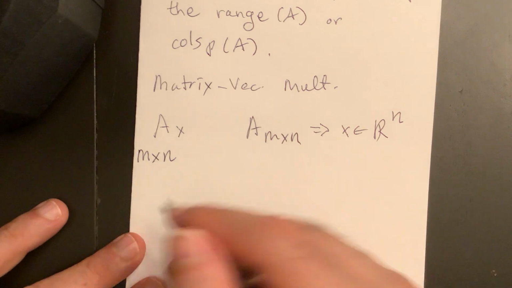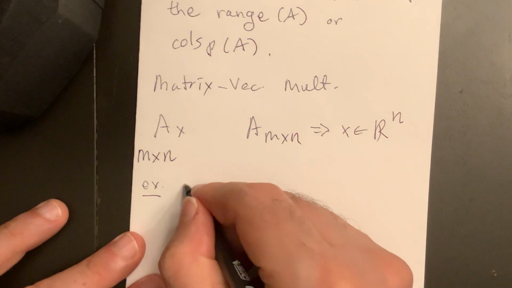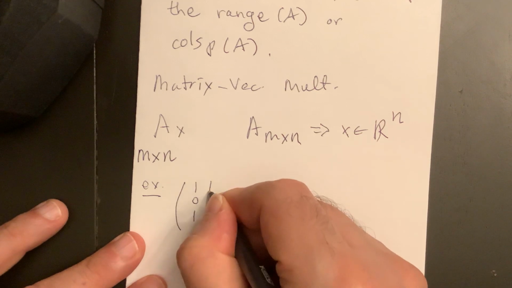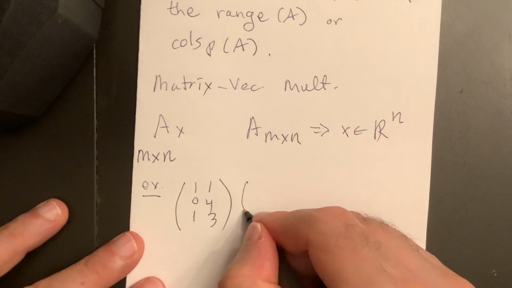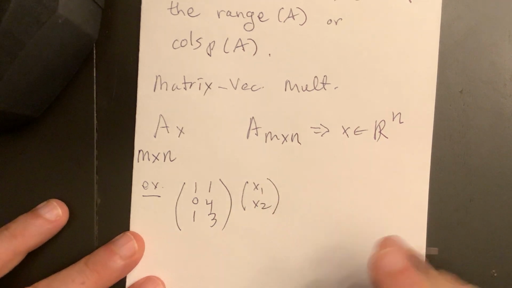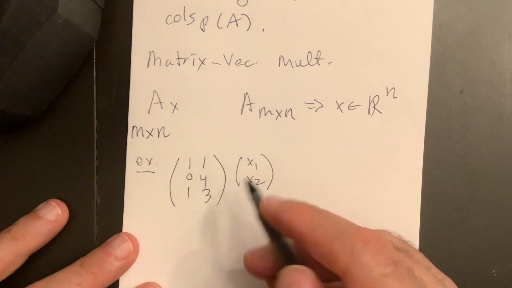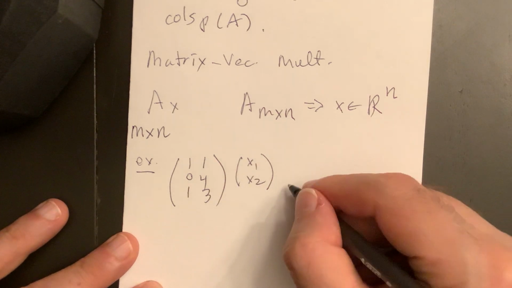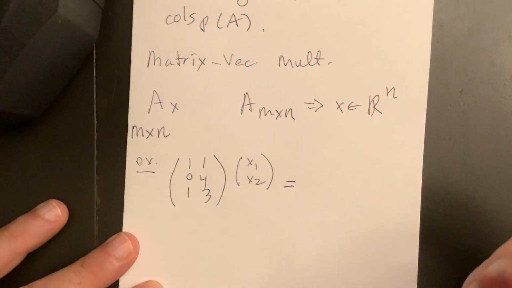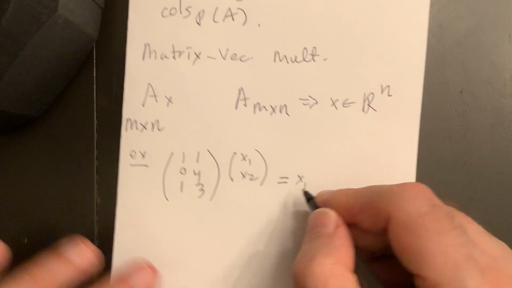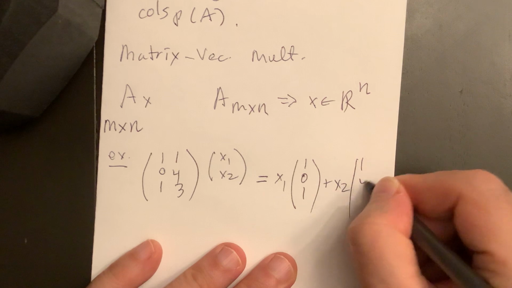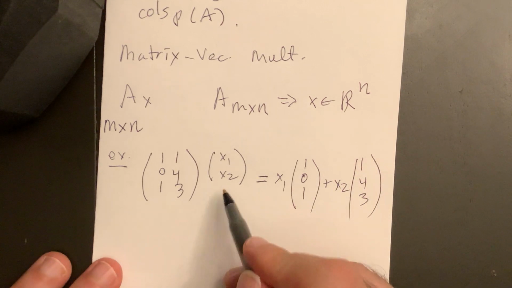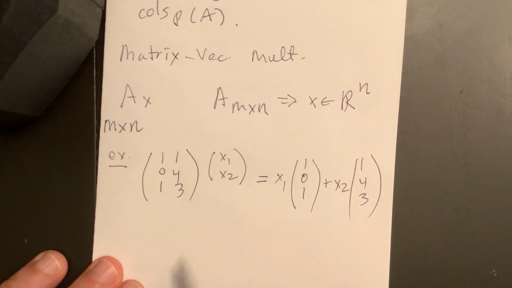So let's go to an example. Suppose we take our example, 1, 0, 1 and 1, 4, 3. And I said X has to then be in R2. So we have X1, X2 here. Well, this is just a linear combination of the columns. So this product is in the span of A, and it's given by X1 times the first column plus X2 times the second. Okay, this vector stores the coefficients of the linear combination, okay?